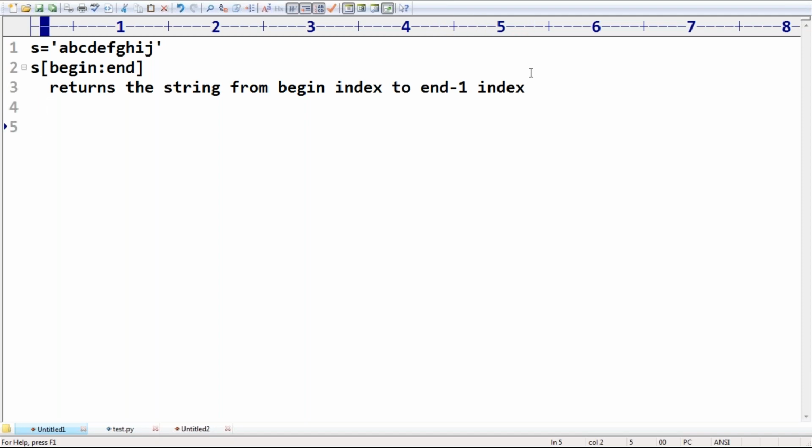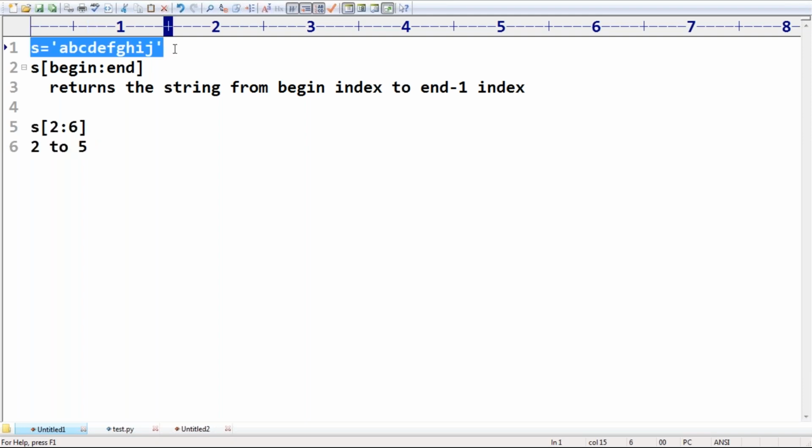So if you want to get characters 2 to 5, we compulsorily use s[2:6]. Begin to end minus 1: 6 minus 1 means you get 2 to 5 by default. Is everyone in a position to understand clearly? Are you facing any difficulty up to this point? It's very easy.